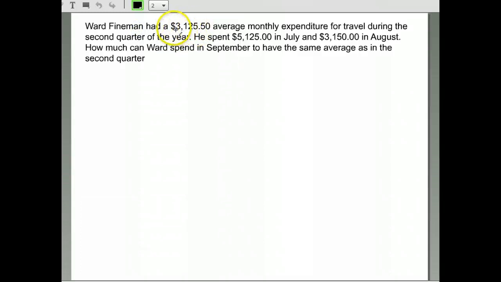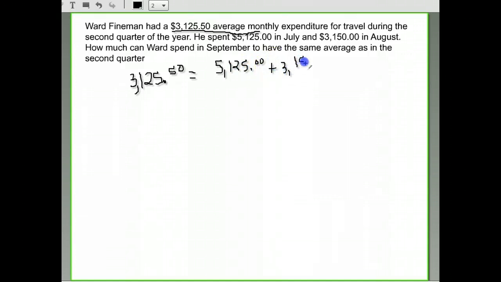Okay, here's Ward Feynman. He had $325.50 monthly average. So once again, that's his monthly average. $3,125.50. Okay, how did we get that average? Well, we did it by adding 3 months together and dividing by 3. So far, he has $5,125 that he spent in July, $3,150 that he spent in August, and they want to know how much can he spend in September to keep the same average. So we would add those 3 months together and divide by 3.